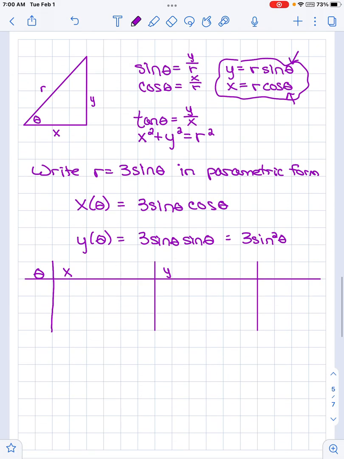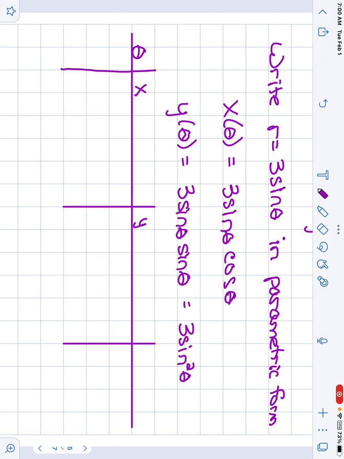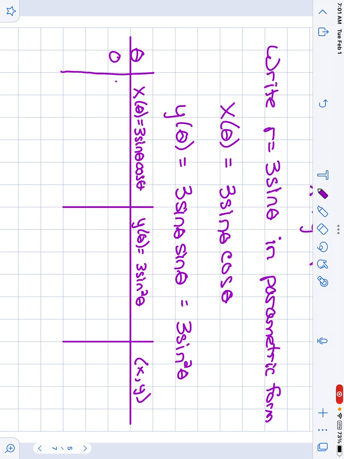Well, I'm going to turn my iPad sideways. There we go. So we know that x of theta is 3 sine theta cosine theta, and y of theta is 3 sine squared theta. So we're going to use that to find the x and y coordinates. Just bear with me for a minute. So let's choose a value. Let's choose 0 for theta, and let's plug that in here.